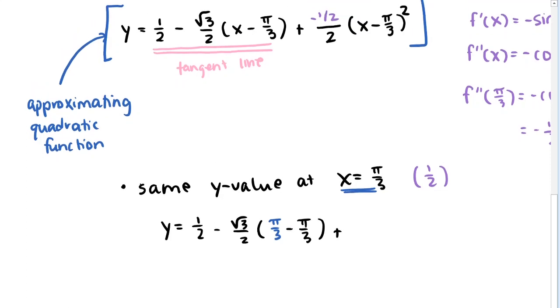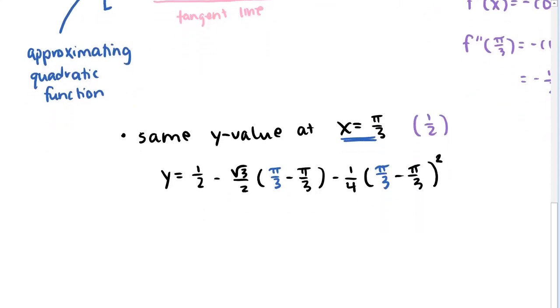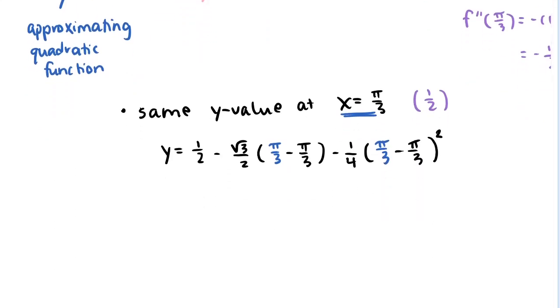And then here we have negative 1/2 divided by 2. Well, I can rewrite that as negative 1/4, right? So 1/2 divided by 2 is 1/4. And we're, again, plugging in x is equal to pi over 3, and then squaring that part, right? So if we look at what we get from this function, the pi over 3 minus pi over 3 cancels out, and we're left with just 1/2, like we expected. We get the same original y value.